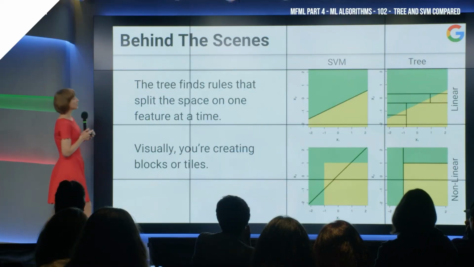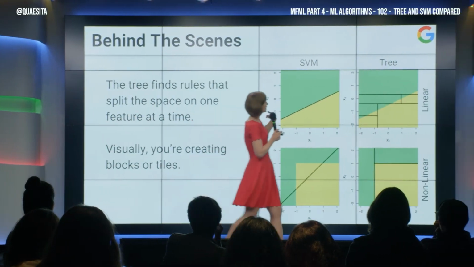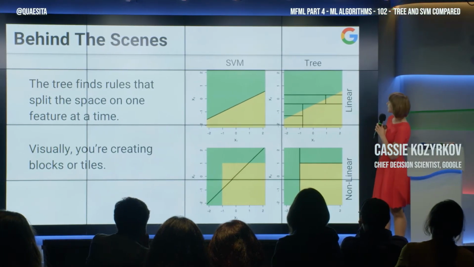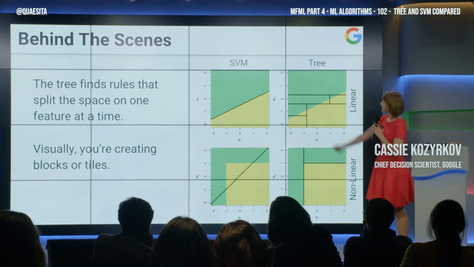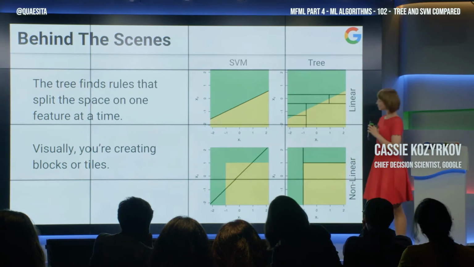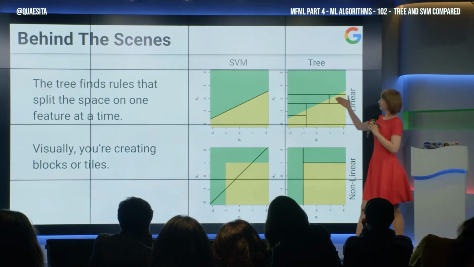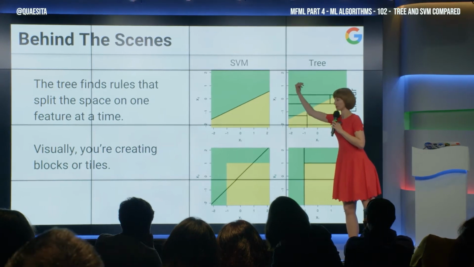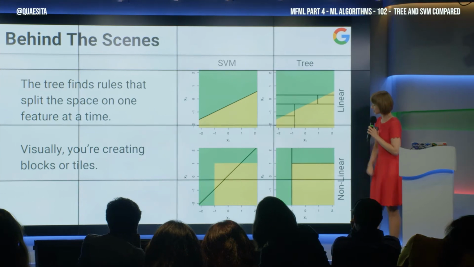Now behind the scenes, what's going on? So here I have linearly separable yellow and green. Here I have non-linearly separable yellow and green. Here I have the tree. Here I have the support vector machine. And what we see is what we expect over there. Linearly separable can be done with a line. Here it can't. What is a tree doing?